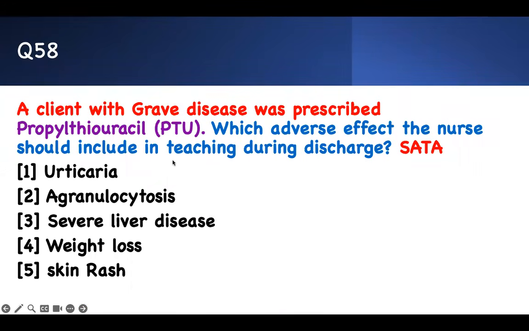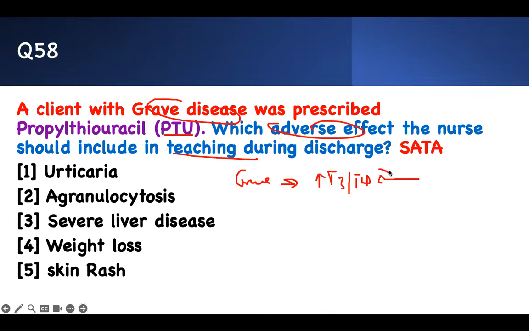SATA. Which adverse effects should the nurse include in the teaching? A client with Graves' disease was prescribed propylthiouracil, PTU, put you down, tire it down, right? Which adverse effect is indicated? So if you have Graves' disease, break it down. You're making too much thyroid hormone, okay? And so I give you PTU to knock you down. What is the side effect of this medication?